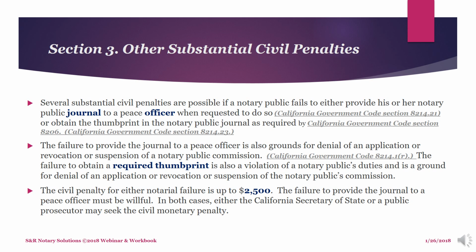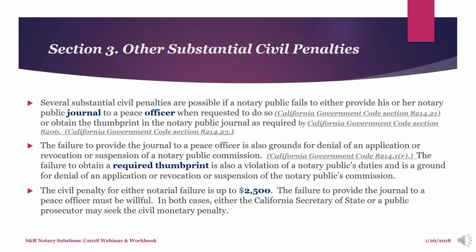Other substantial civil penalties. Several substantial civil penalties are possible if a notary public fails to either provide his or her notary public journal to a peace officer when requested to do so, or to obtain the thumbprint in the notary public's journal as required by California Government Code Section 8206. The failure to provide the journal to a peace officer is also grounds for denial of an application or revocation or suspension of a notary public commission.